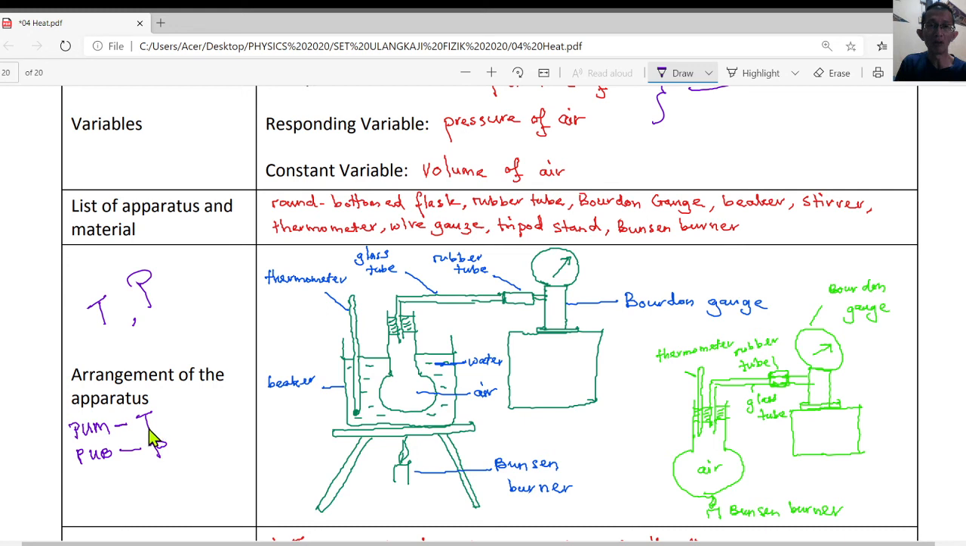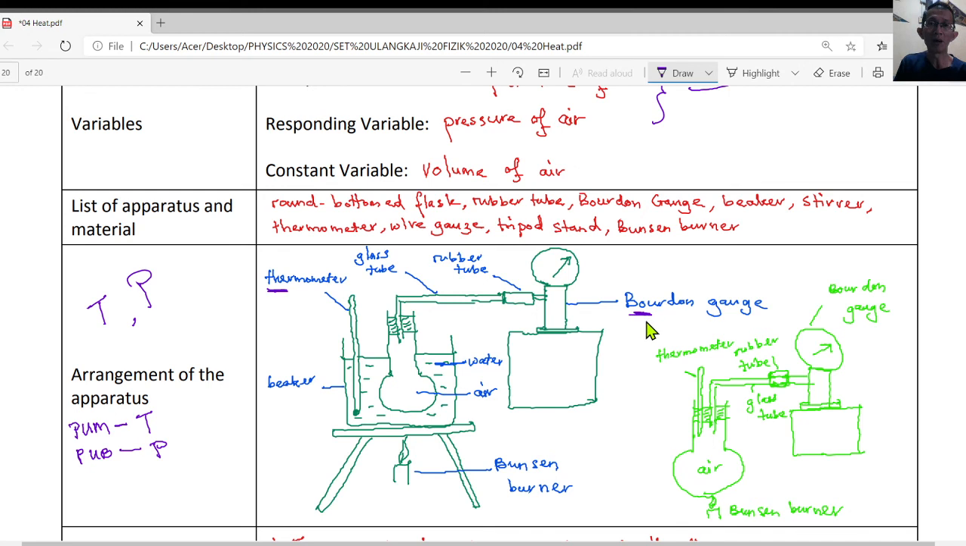So how do you read temperature? How do you measure temperature? You must have a thermometer. How do you measure pressure? Pressure is measured using a Bourdon gauge, right? So you must have a Bourdon gauge in the list of apparatus and material. These two are the compulsory apparatus and materials in the experiment.